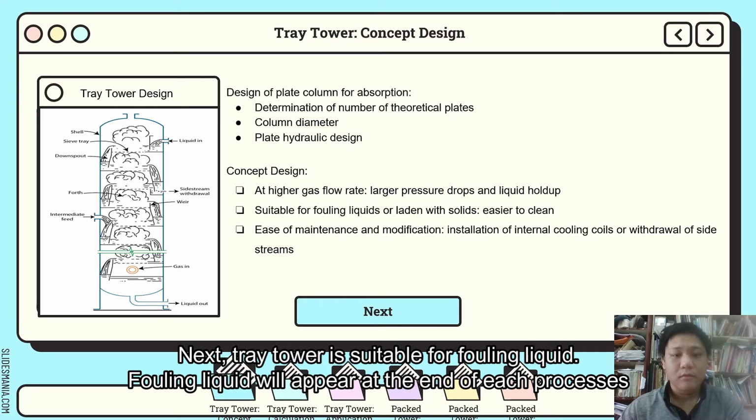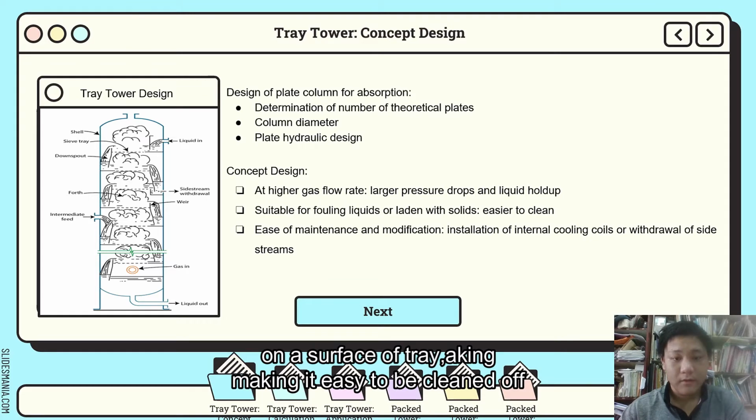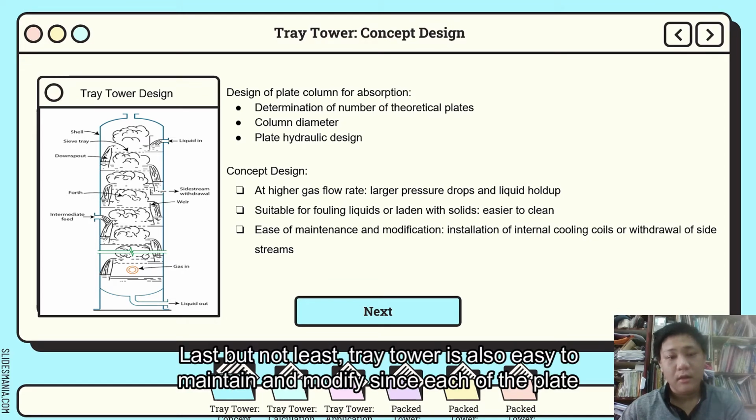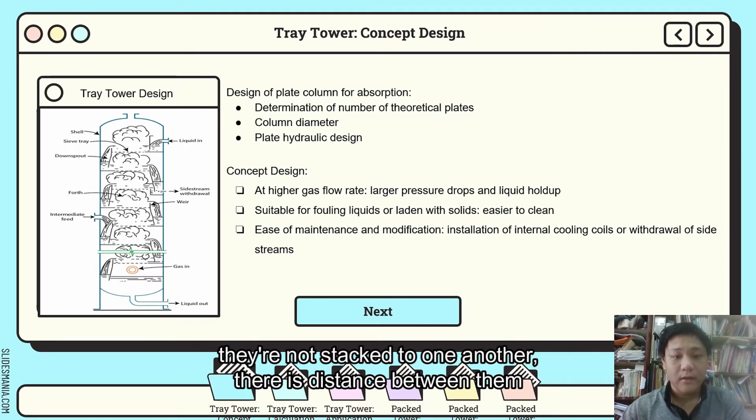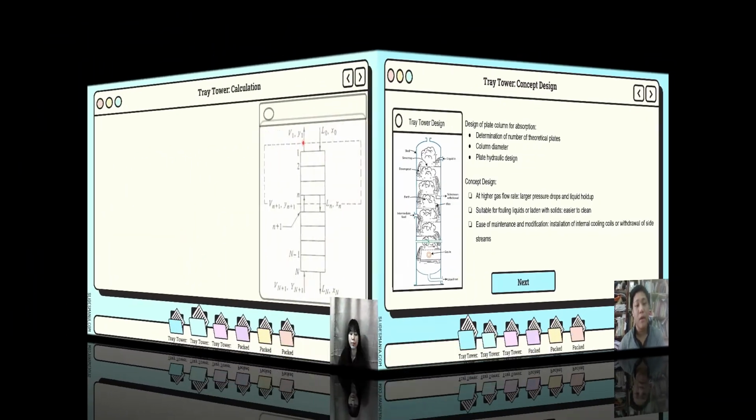Fouling liquids will appear at the end of each process as a solid or precipitate. So all this solid or precipitate will end up on the surface of the plate, making it easy to be cleaned off. Last but not least, tray tower is also easy to maintain and modify. Since the plates are not stacked to one another, they have distance between them, so we can add and also remove the plates according to the process that we are doing.